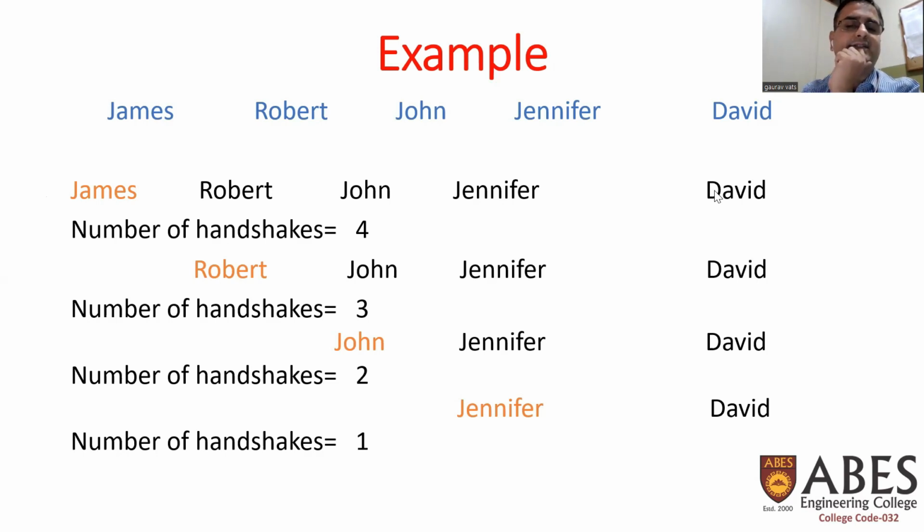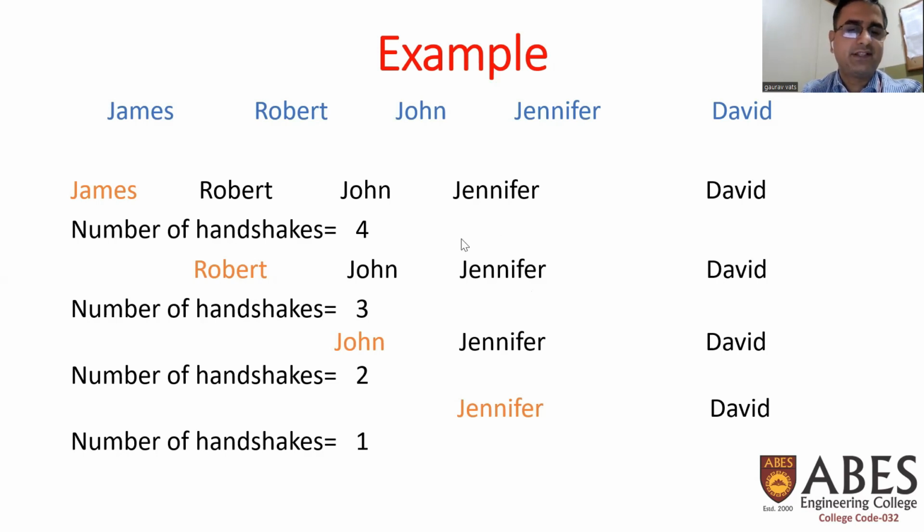In the first case, there are only 4 handshakes: 1, 2, 3, and 4. Now we are coming to the second case. Now Robert will shake hands with John. Actually, Robert has already shaken hands with James, so we will not consider James again. So now Robert will shake hands with John, Jennifer, and David.